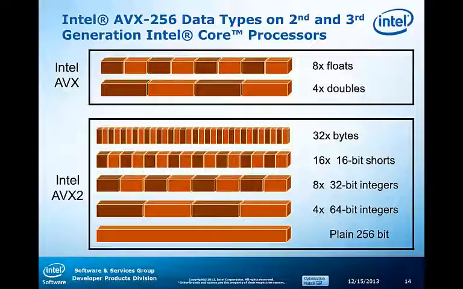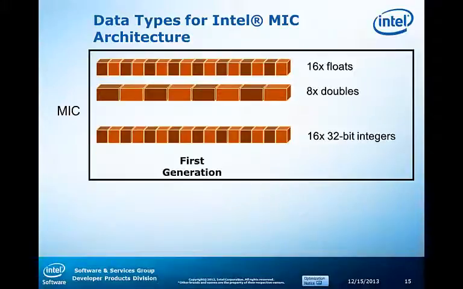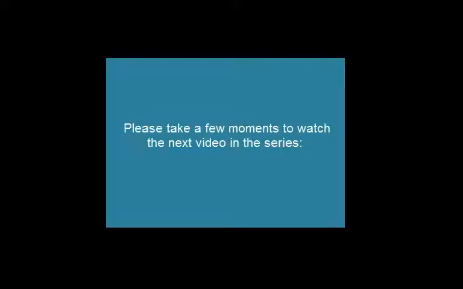AVX2 extends the number of data types accommodated, and you can see potential speedups to the right that will be supported by processors codenamed Haswell. As you can see from the chart, the Many Integrated Core architecture provides even greater per core SIMD speedup potential, with 16x possible with single precision float arrays, or 8x with double precision arrays. There are more in-depth presentations on Many Integrated Core elsewhere on Intel.com if you care to look more closely at the details. This concludes our second video.